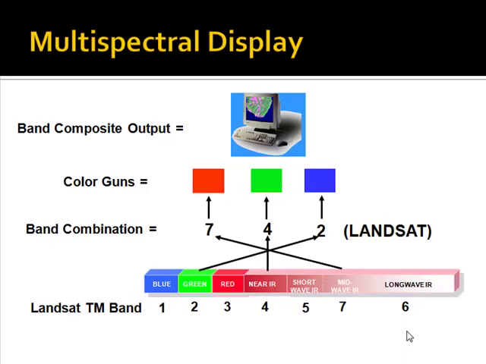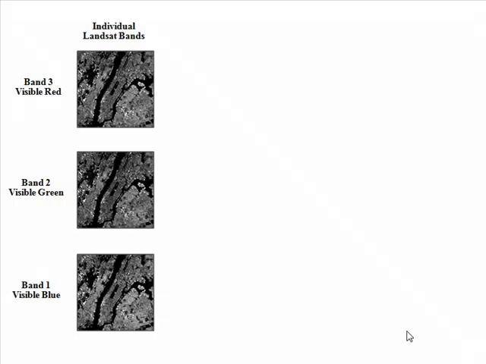Color theory is important because your computer monitor has 3 color guns. So that means when we have a satellite such as Landsat, which has 6 bands, we can display only 3 of those bands at a given time to our computer color guns to create a color composite within our GIS software. Let's take a look at how this works.